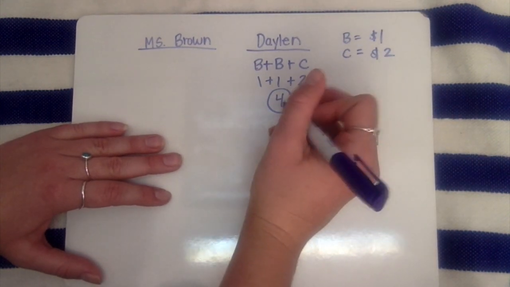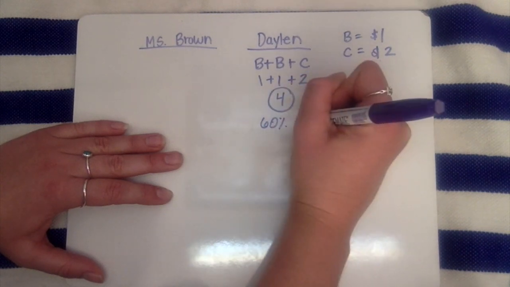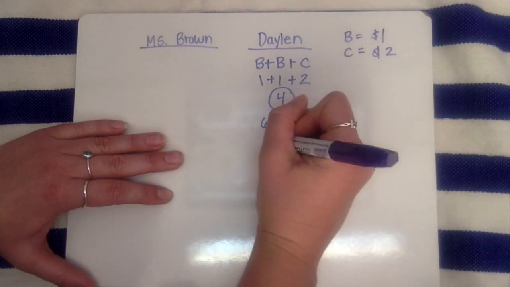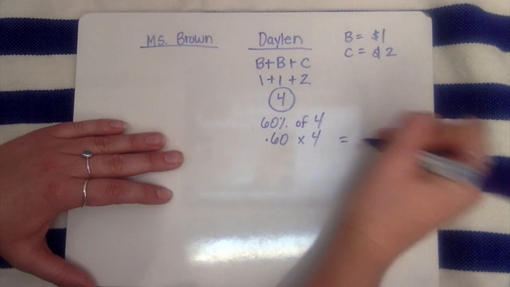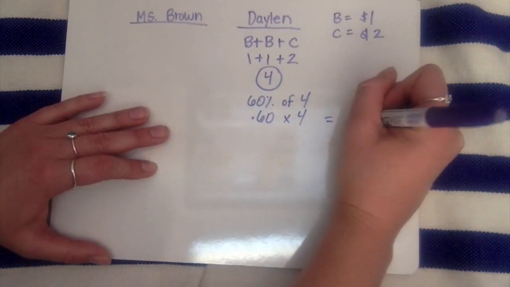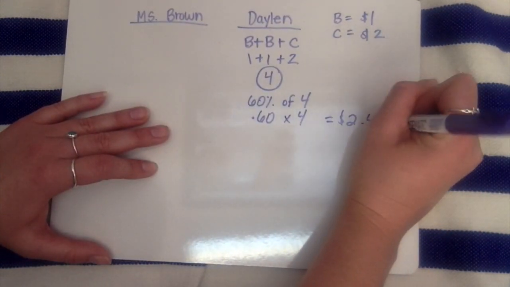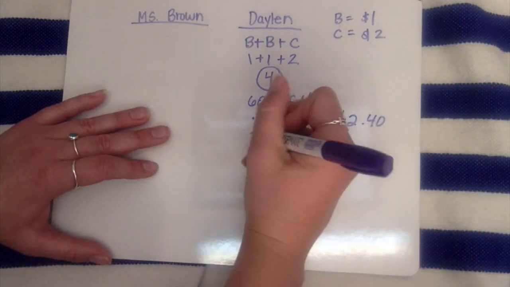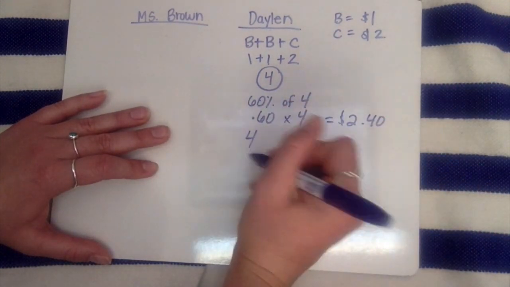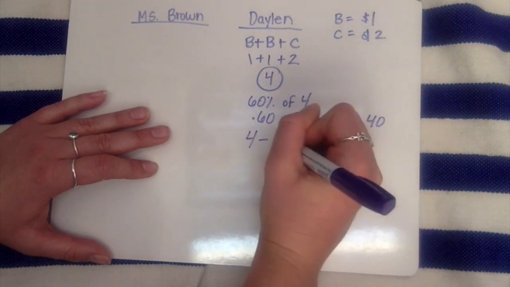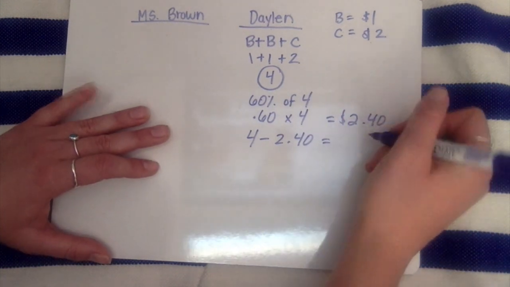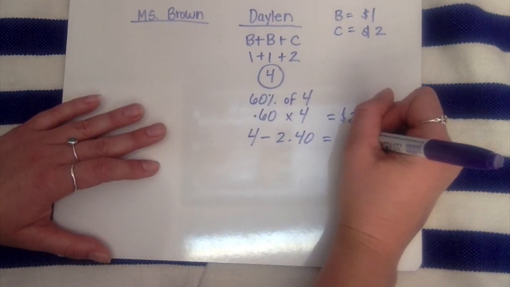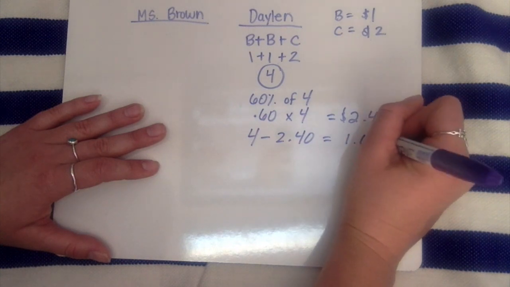coupon. So I think, well, what is 60% off of 4? What is 60% of 4, which is really 0.6, 60 hundredths, times 4. And 60 hundredths times 4 is going to give me $2.40. So if she bought $4 worth of things minus her $2.40 coupon, well, that means that she only paid for a total of $1.60.